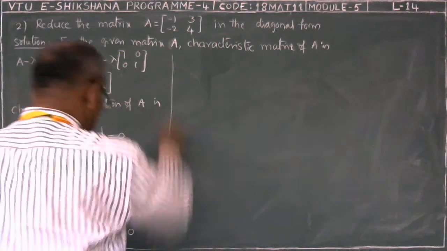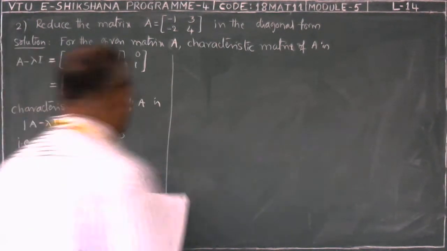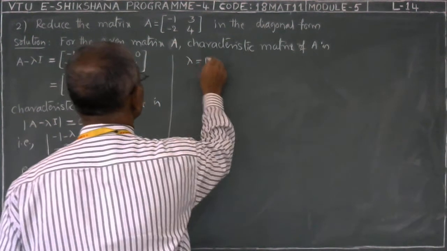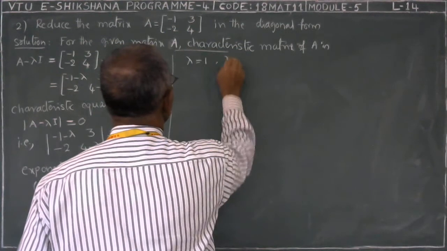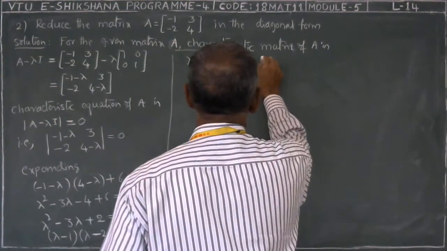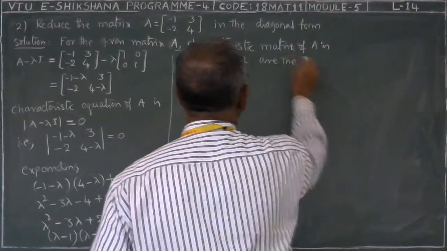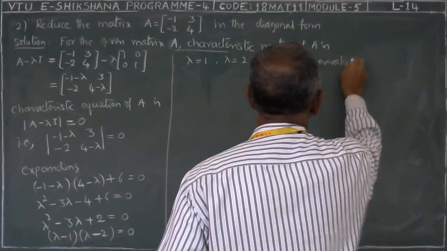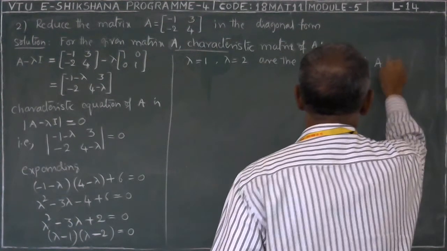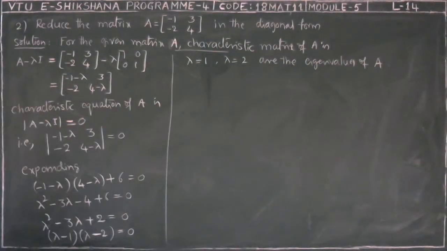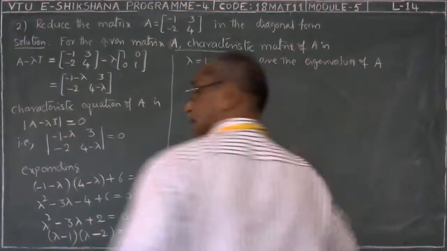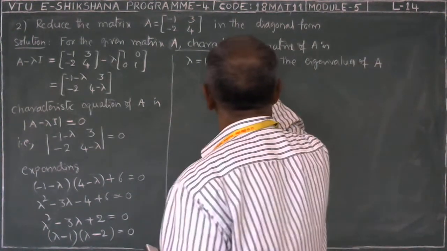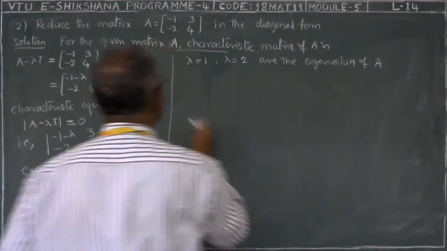Solving this equation, lambda equal to 1 and lambda equal to 2 are the eigenvalues of the matrix. Now the second step: let us find the eigenvectors corresponding to lambda equal to 1 and lambda equal to 2.